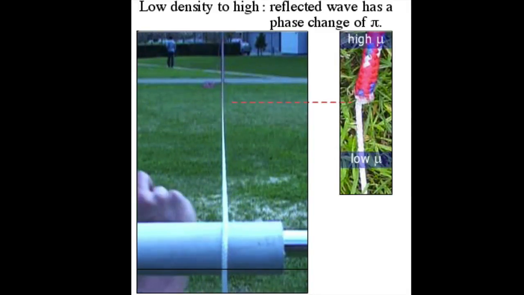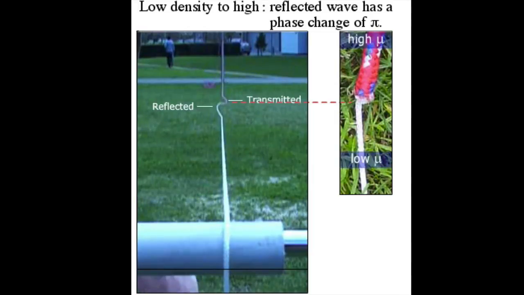Let's now have a look at that reflected pulse. In this case, the pulse is reflected back on the opposite side of the piece of rope. That's because this more dense medium is acting in the same way as a fixed boundary, and it causes that wave to undergo a phase change.